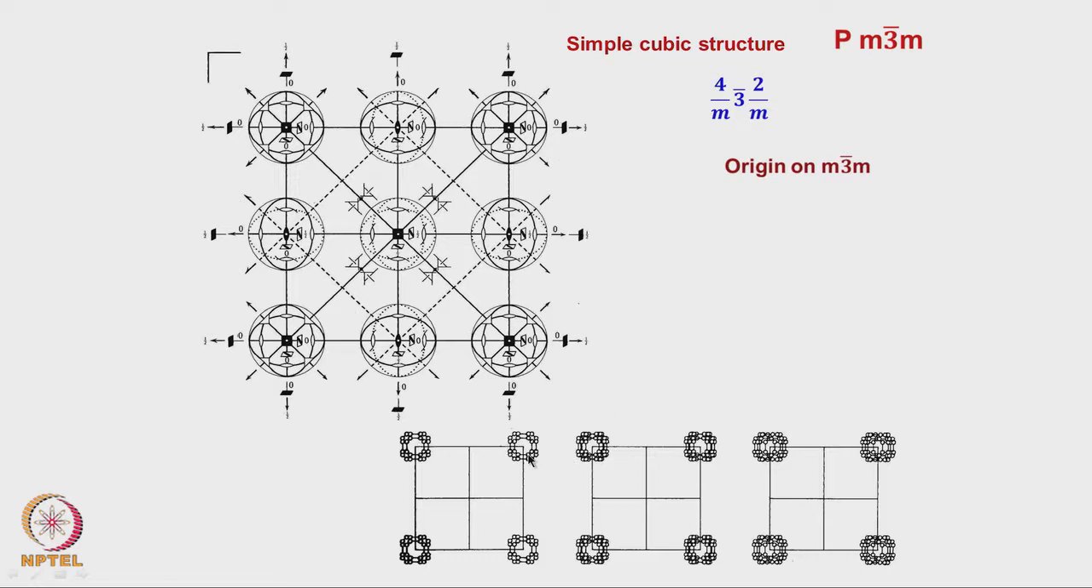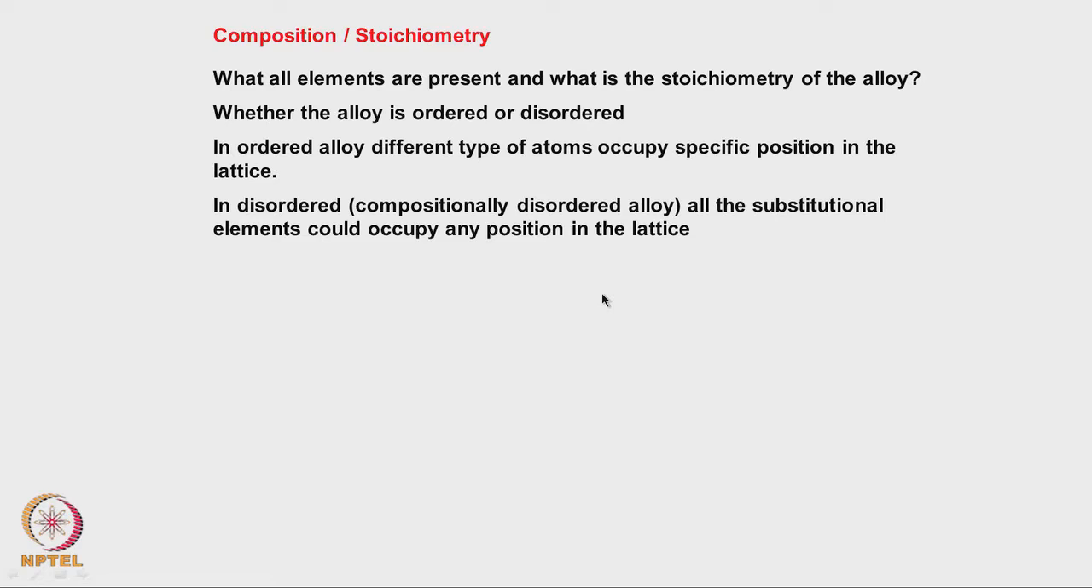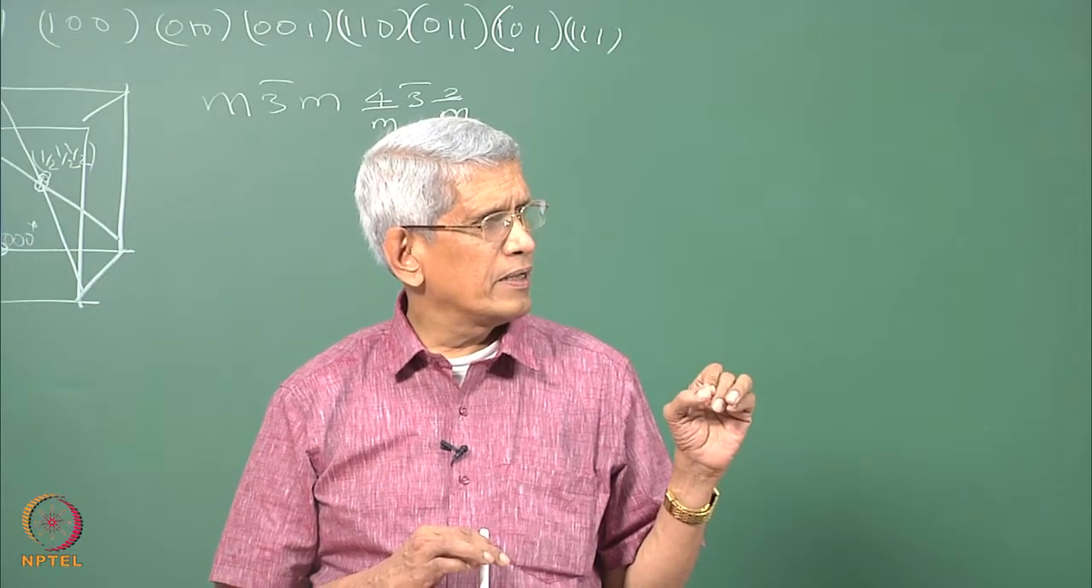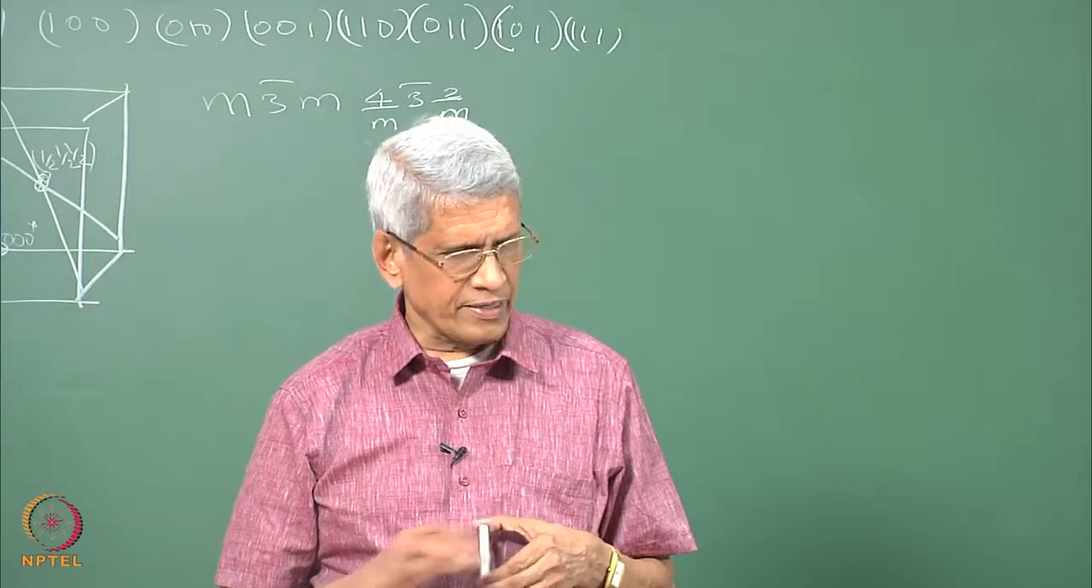Here you can see how the atoms are distributed around the lattice point when it is placed at a general position. As I mentioned, composition is necessary if more than one element is there. If it is disordered, then atoms can be randomly placed at any lattice point. If it is ordered, then we should know which particular type of Wyckoff position this atom is going to occupy. That also will be decided by the molecular formula of the crystal structure.